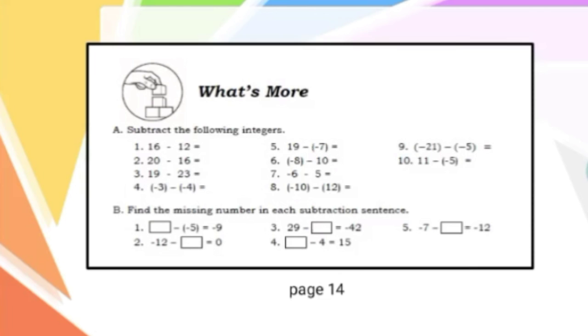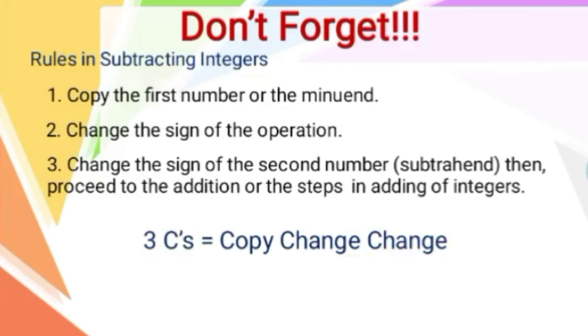In our module, what's more, page 14, letter A, subtract the following integers. For letter B, find the missing number in each subtraction sentence. Do not forget the rules in subtracting integers. First step, copy the first number or the minuend. Second step, change the sign of the operation. Third step, change the sign of the second number or the subtrahend. Then proceed to the addition or the steps in adding integers. Do not forget the 3 C's, the copy, change, change.